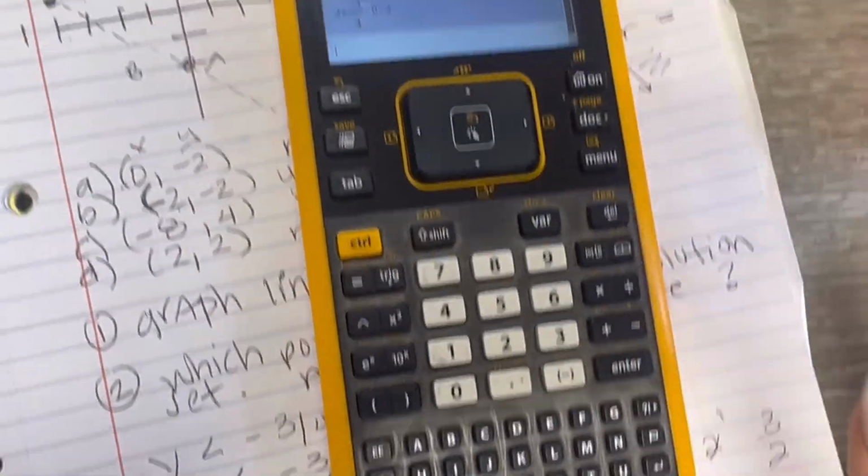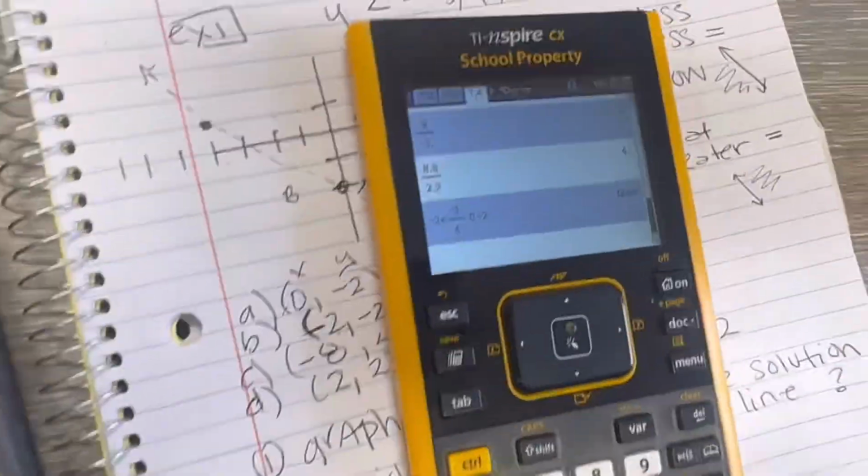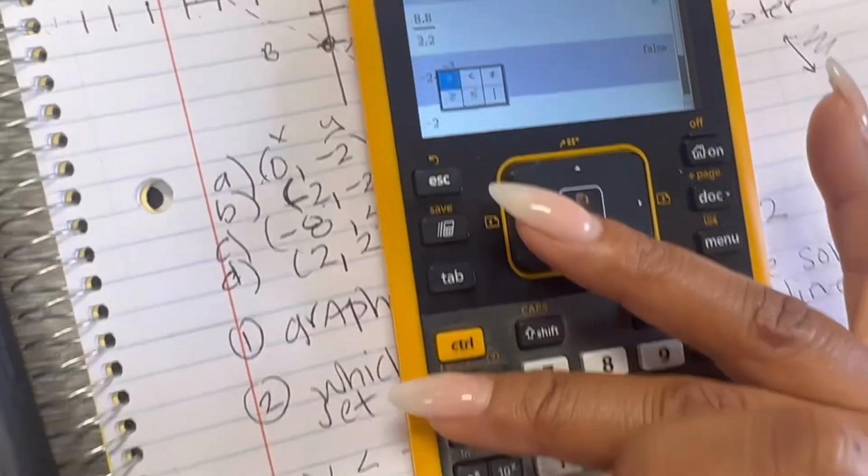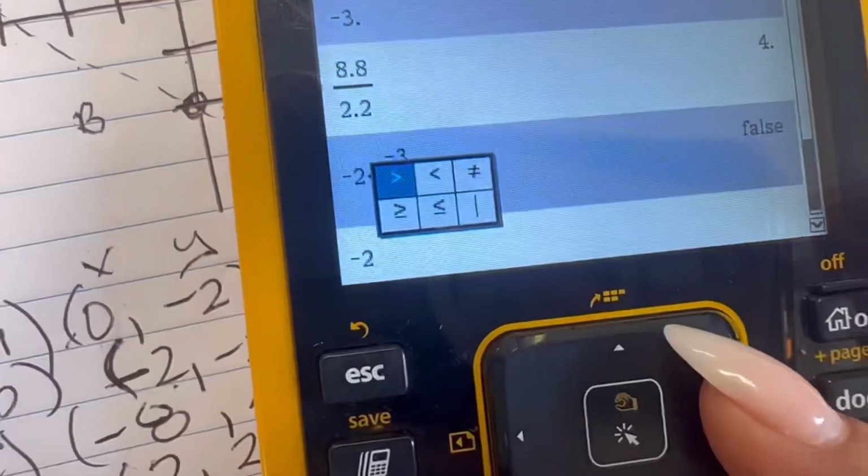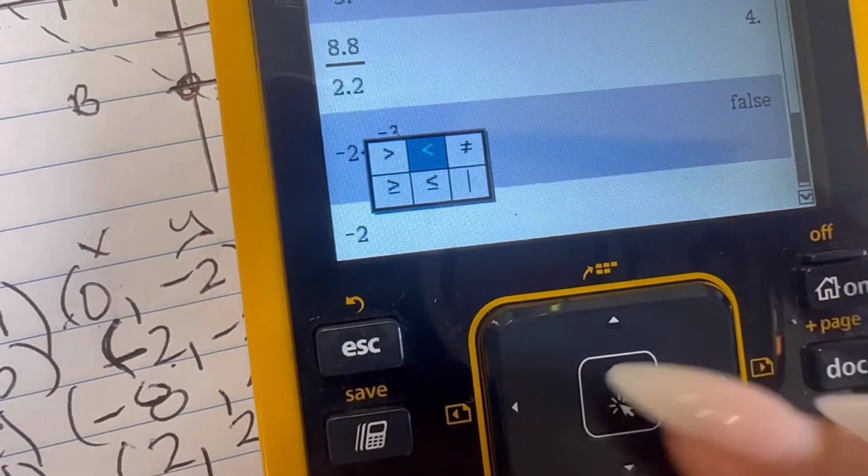Enter. What does it say? False. It's not, right? So that's how you can do that. Let's try the next one. Negative 2. Control equal. Pick your correct symbol that's given on your paper.